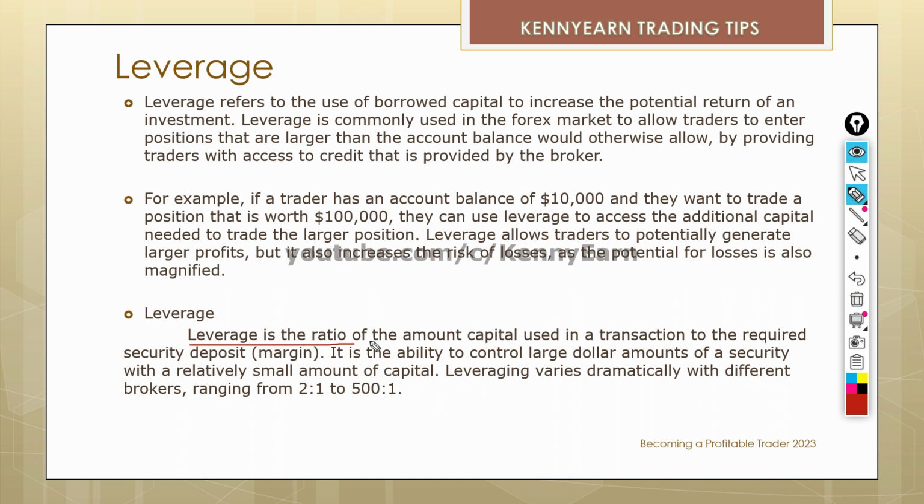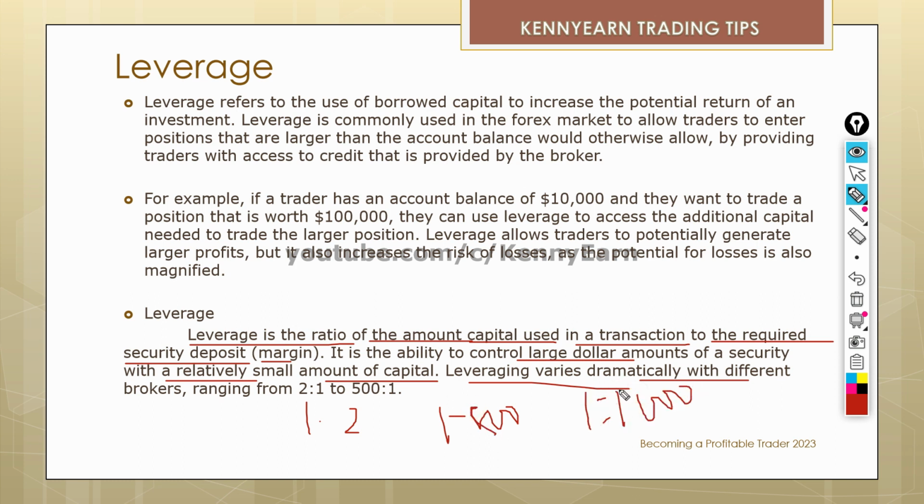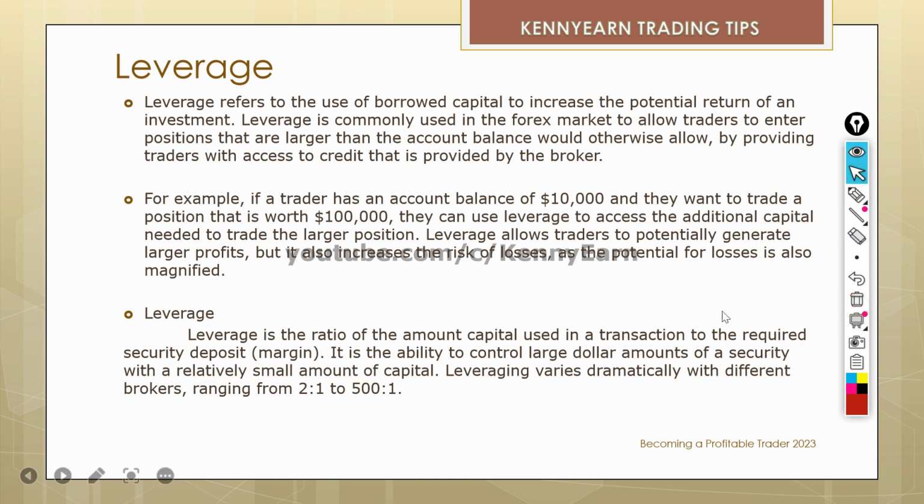So leverage is the ratio of the amount of capital used in a transaction to the required security deposit. That's margin. So it's the ability to control large dollar amounts of the security with relatively small amounts of capital. Leverage varies dramatically with different brokers, ranging from 1:2 up to 1:500. I think recently some brokers are offering 1:1000. But I always recommend 1:500, and some too is 1:100. 1:100 too is good.